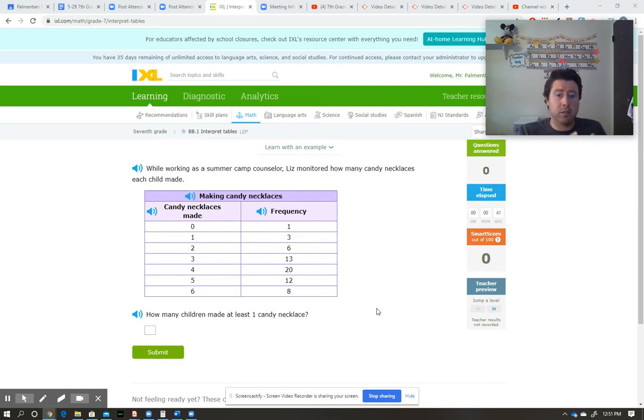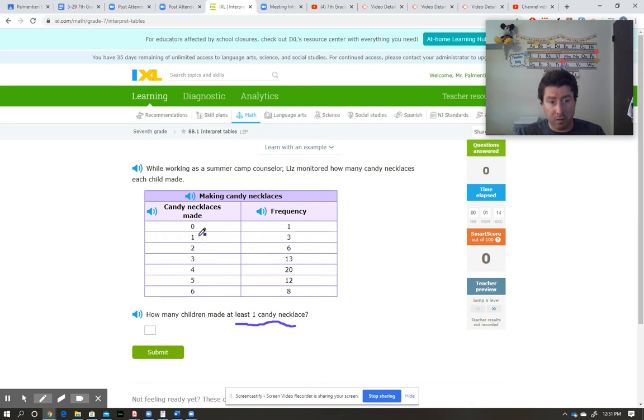Okay, now listen to this. While working as a summer camp counselor, Liz monitored how many candy necklaces each child made. It says here, how many children made at least one candy necklace? This is the hard part: you have to pay attention to the language. They made at least one candy necklace, meaning, could they have made more? Yeah, they could have. So they could have made one or more.